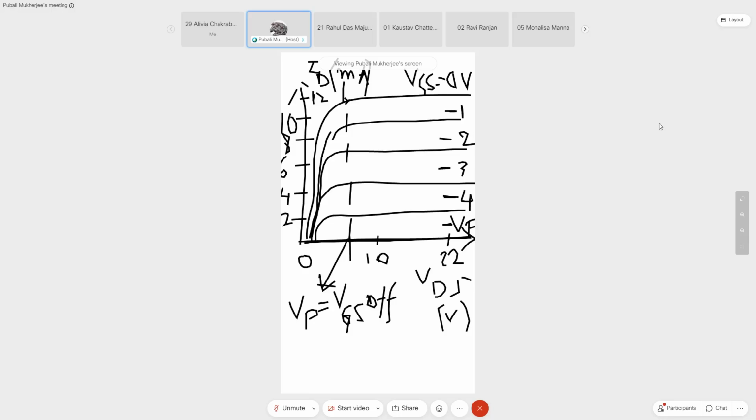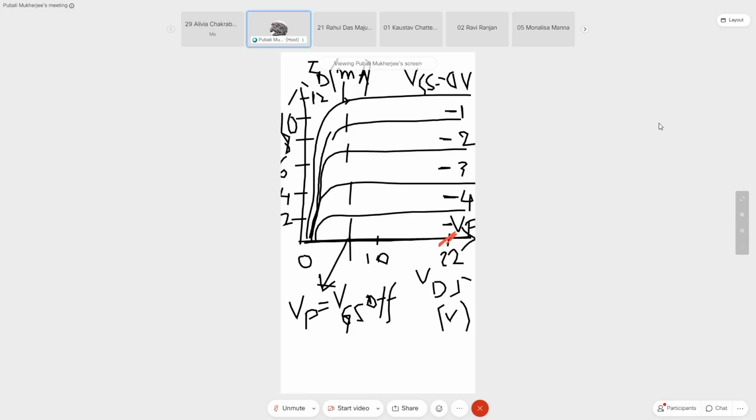Yes, ma'am. So tell me what are the coordinates of point A. For ID equal to 0, VDS was how much? VDD. Yes, VDD. What was our VDD in this particular case? Therefore, in the circuit, 22 volts. Therefore, in this particular situation, I've marked a point 22. So that would be my point A out here.